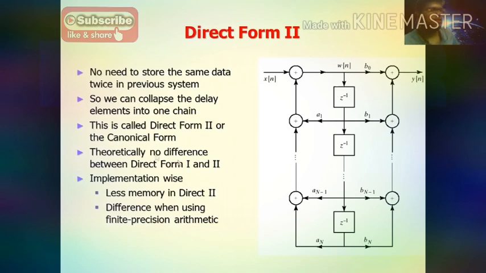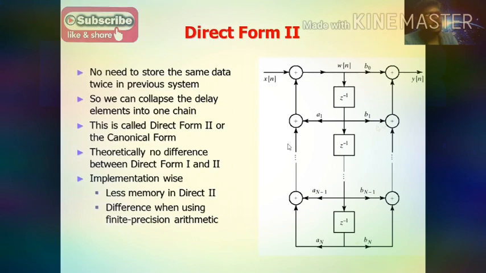Theoretically there is no difference between direct form 1 and 2, but implementation-wise we face a difference: less memory, and a difference when using finite precision arithmetic. So look at the diagram. This is your direct form realization general structure, but the beauty here is that the common delay element should be connected between the two different systems. These two systems will share the common delay elements, Z inverse like this. So the number of delay elements can be reduced.